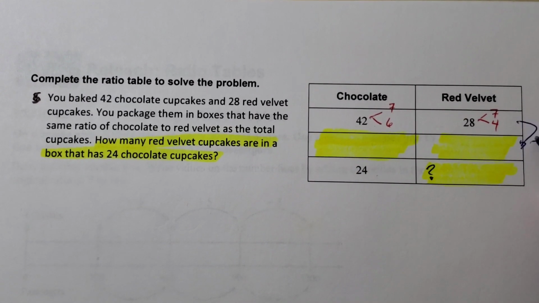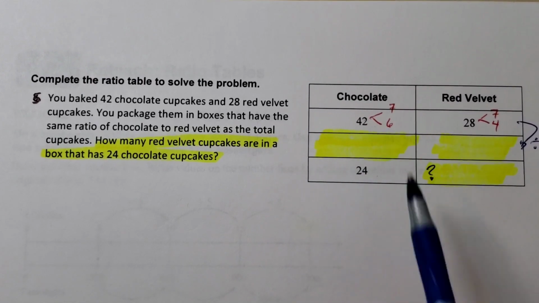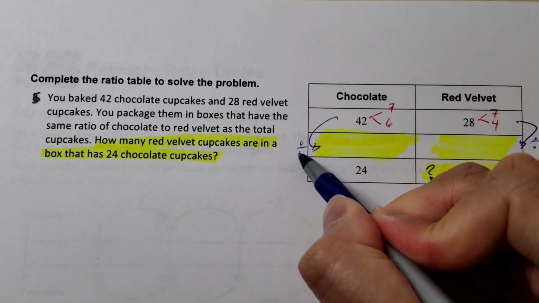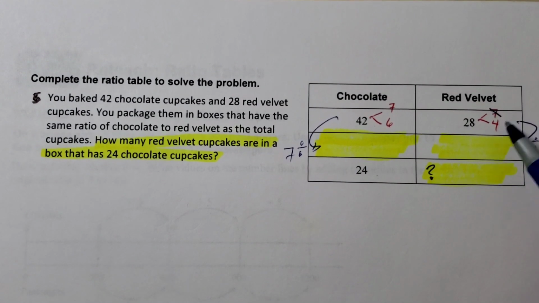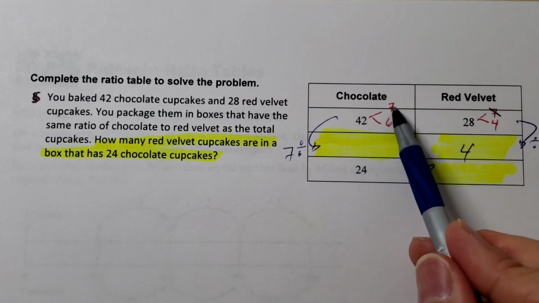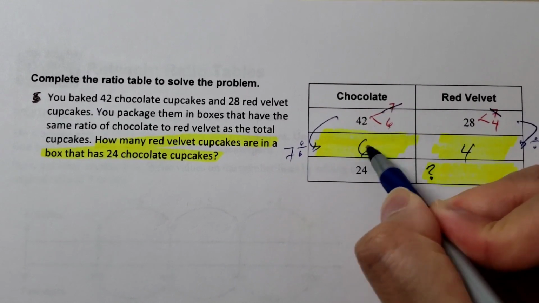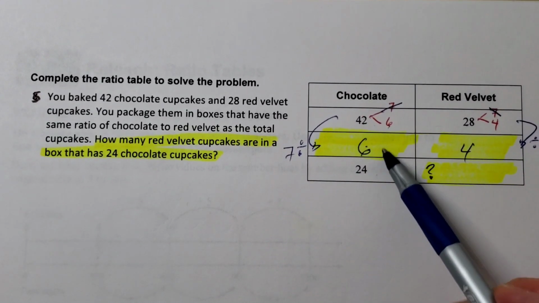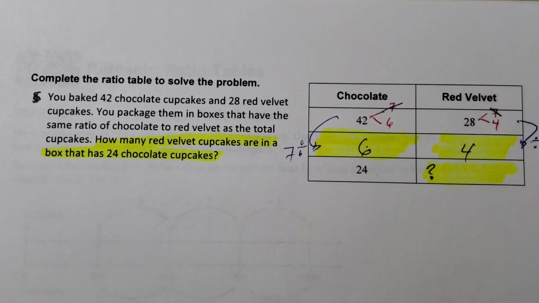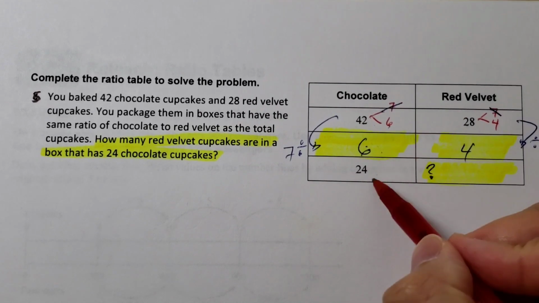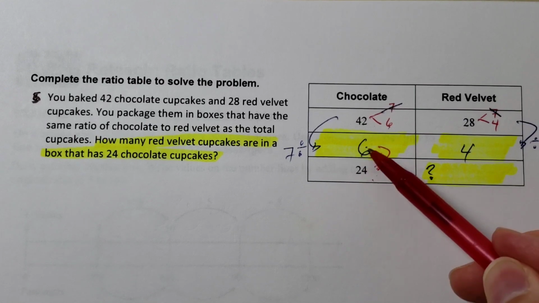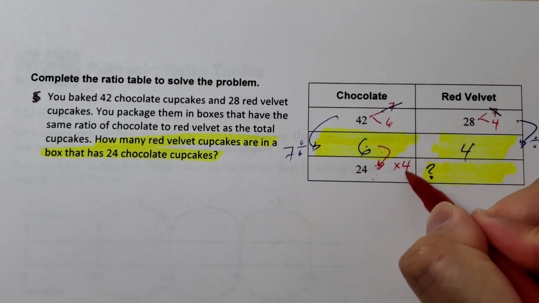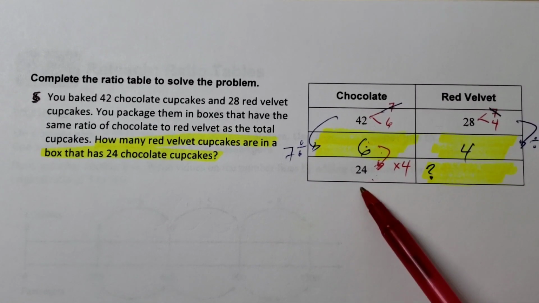So that means we can divide both of this ratio by 7. So we divide by 7. 28 divided by 7 gives you 4. 42 divided by 7 gives you 6. Now, can you go from 6 to 24? Yes. So 6 times something gets you 24, and that would be what? If you don't know, you can divide 24 divided by 6. And that should give you 4. 6 times 4 gives you 24.